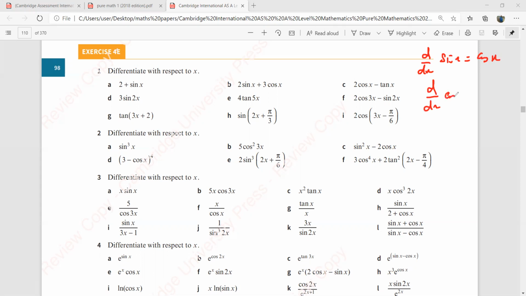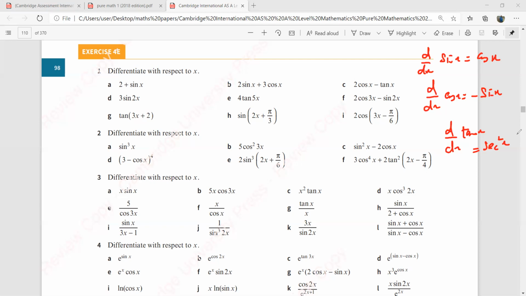Okay. Now tell me about the b part. 2 sine x plus 3 cos x. The derivative of 2 sine x is 2 cos x. And plus 3 cos x derivative is going to be minus 3 sin x. Very good. Excellent. So this is 2 cos x minus 3 sine x.